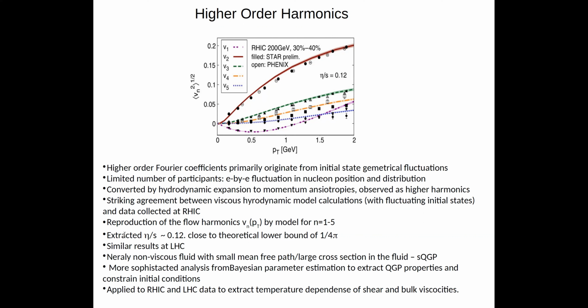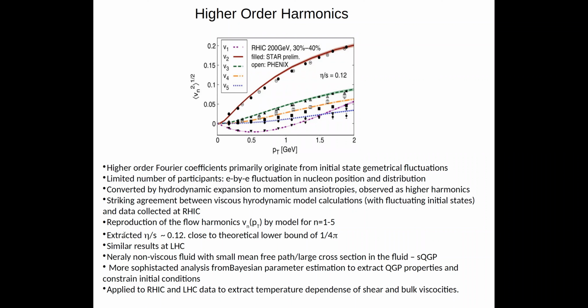Rather, the positions of the nucleons have intrinsic quantum fluctuation, just because of the uncertainty principle. And because of that, these initial state fluctuations are the reason for the generation of these higher order Fourier coefficients. The number of participants in the colliding zone is limited, so there is event by event fluctuation in nucleon position and their distribution. And because of the hydrodynamic expansion, these initial state fluctuations are converted to momentum anisotropies, which basically lead to the observed higher order harmonics.